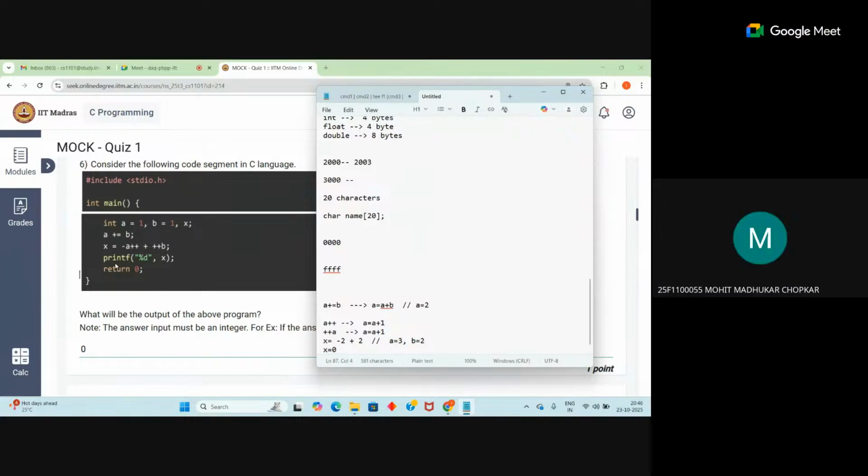Ma'am, can you tell me what that equal sign does here? Yes, it will assign. It will assign the value to the variable.